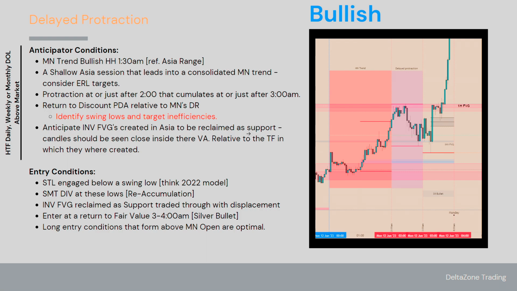The next anticipatory stage has got to do with the details of the protraction. So firstly, we should anticipate a retracement back into any range formed before 2 a.m. Like I said before, external range liquidity targets can be considered if the midnight trend is particularly shallow. Something, again, we'll have a look at in the upcoming slides.